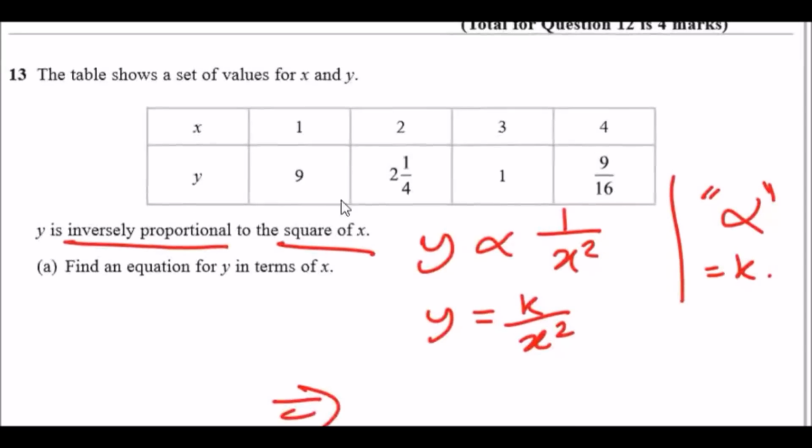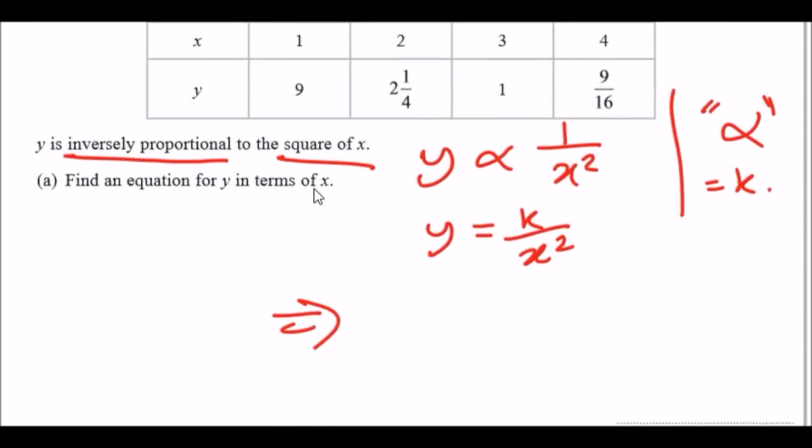When x is 1, y is 9, because then we have 9 equals k over 1 squared, which is k. So we found the answer. So the solution would be y equals 9 over x squared. Yeah, easy.